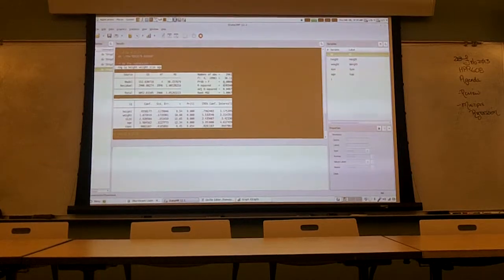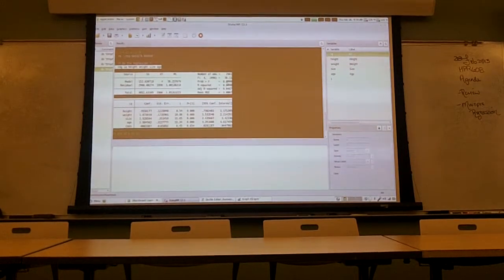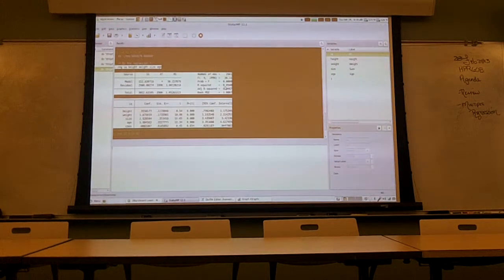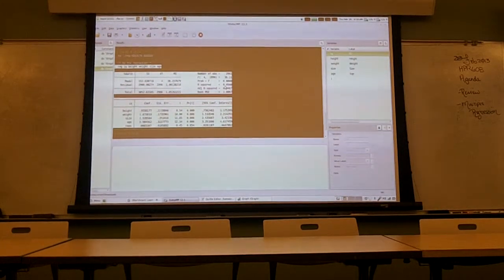Now, let's talk about the discrepancy between this tiny, tiny p-value and this R squared of 0.05. Anybody have any insight as to why our p-value is so very small and so is our R squared? Any insight into that?